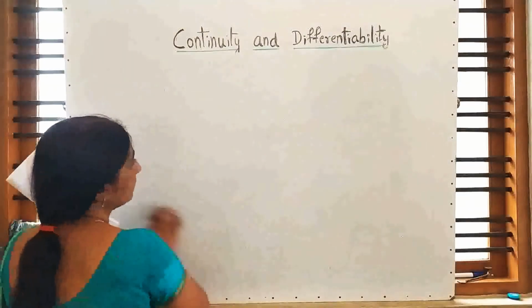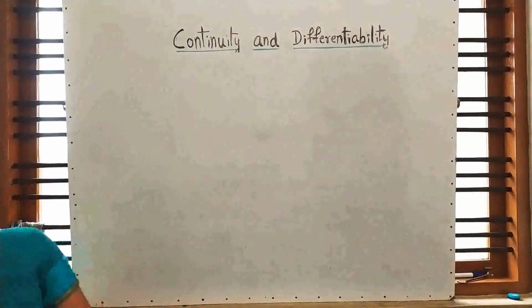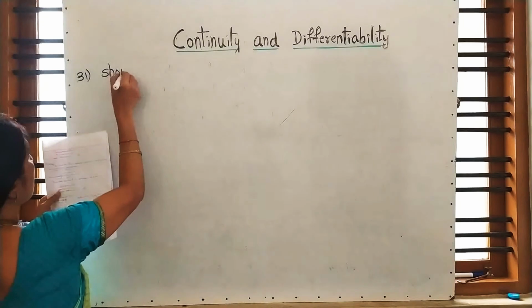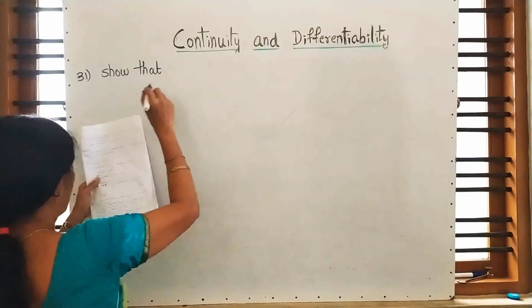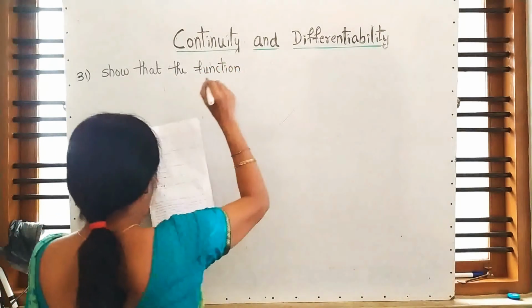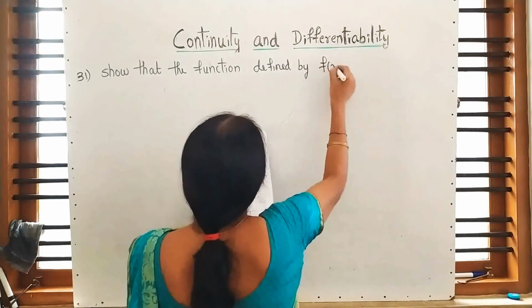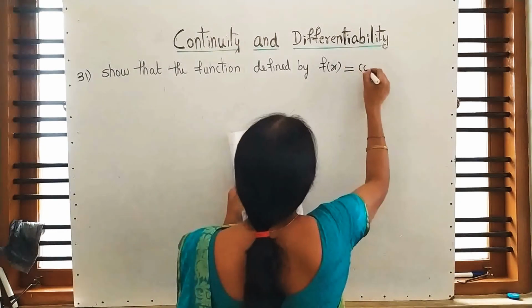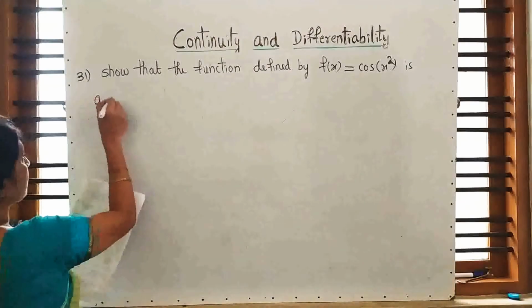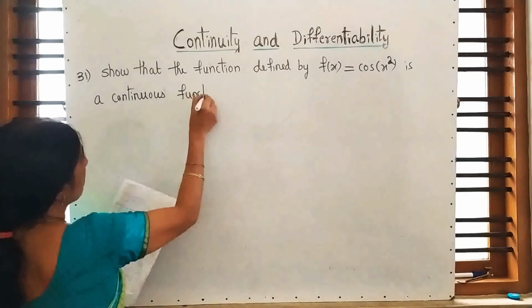Question number 31. Show that the function defined by f of x is equal to cos x square is a continuous function.